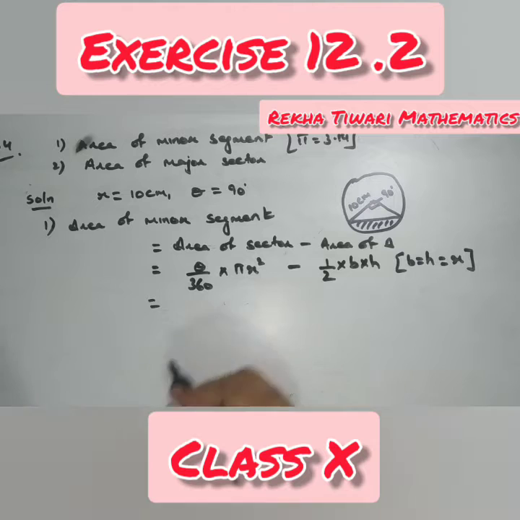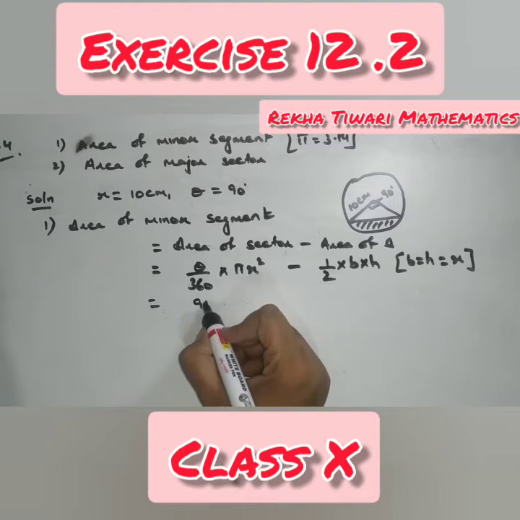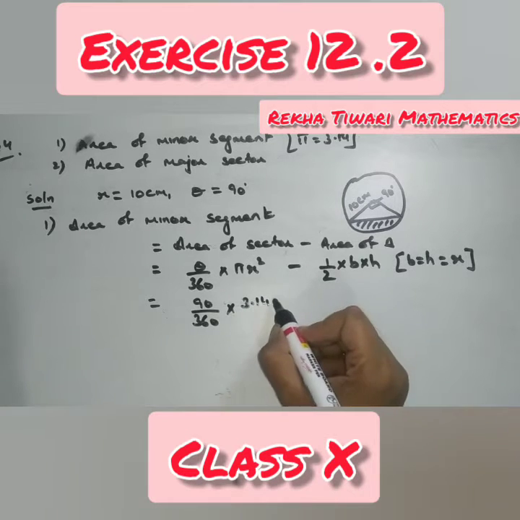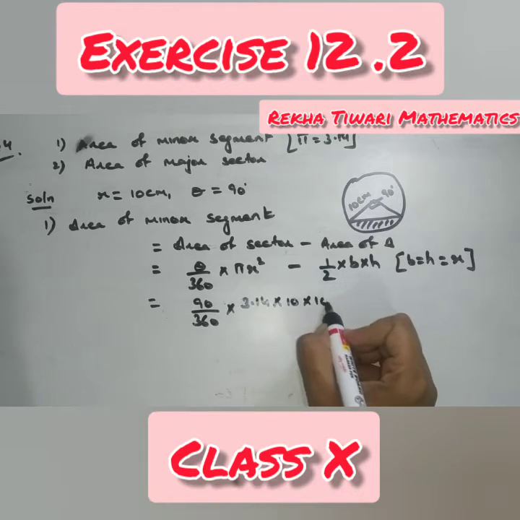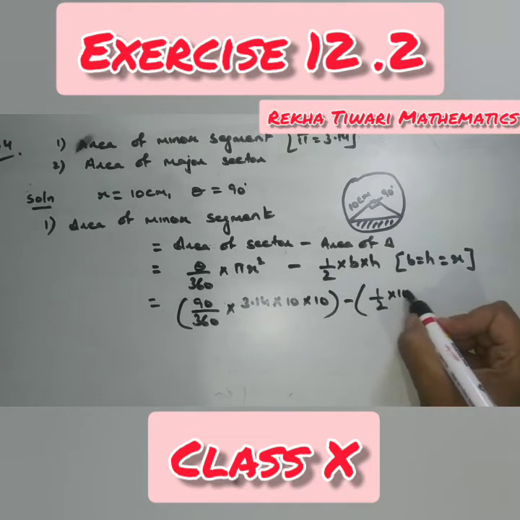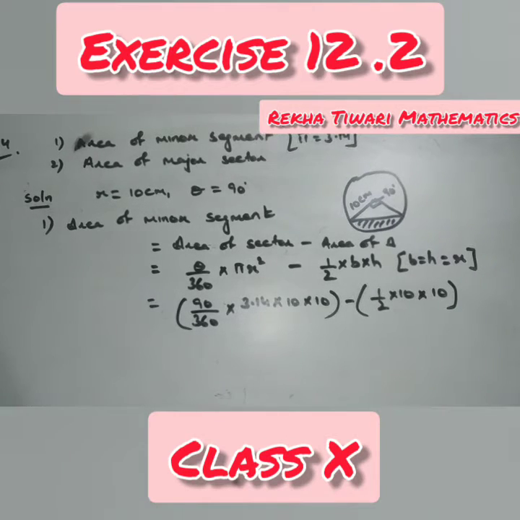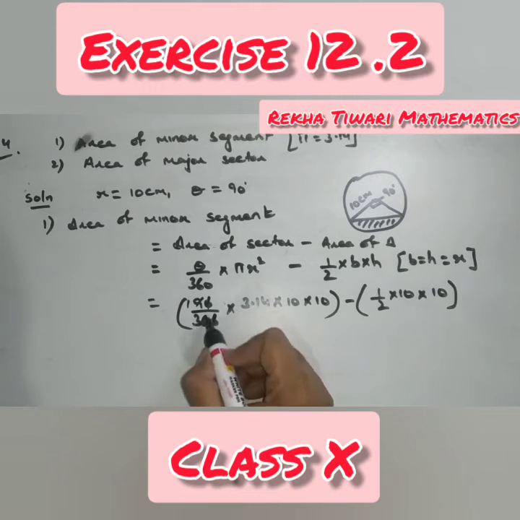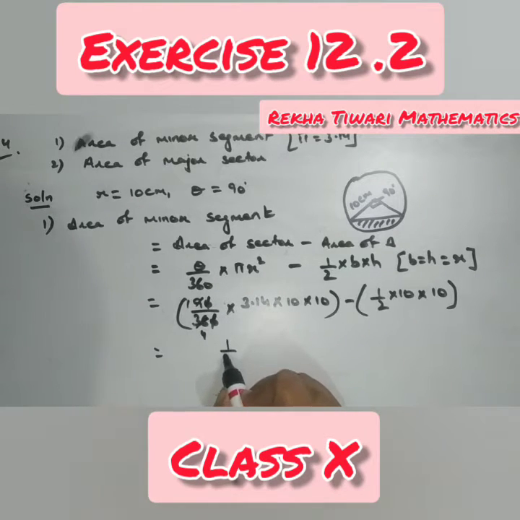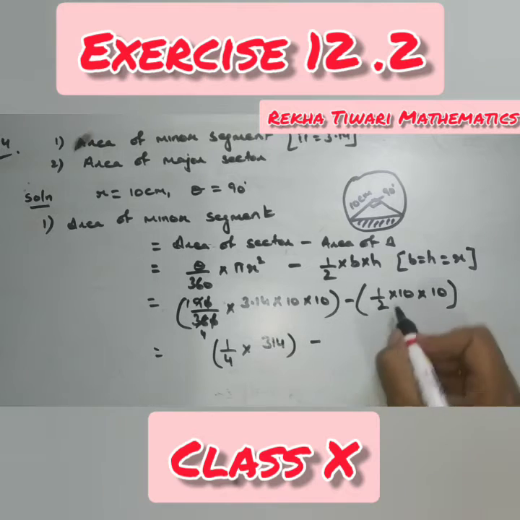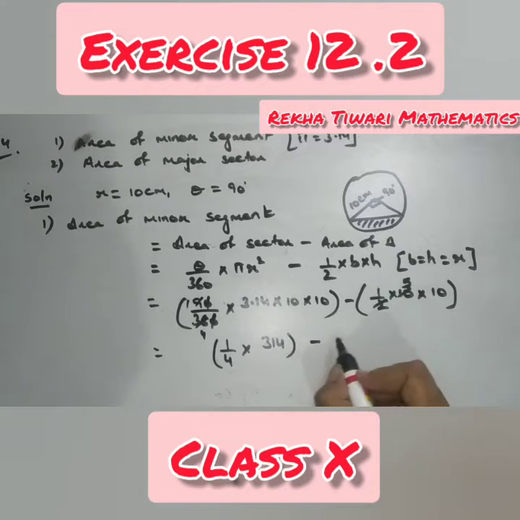So, put down the value now. Theta is 90 upon 360 into 3.14. Radius is 10 into 10 minus half, base is radius, that is 10, height is again radius, that is 10. So you have to solve this to get the answer. Cancel these two, 9 ones are 9, 9 fours are 36. This comes out to be 1 by 4 into, if you multiply 3.14 by 100, it becomes 314. Minus, cancel this, 50.